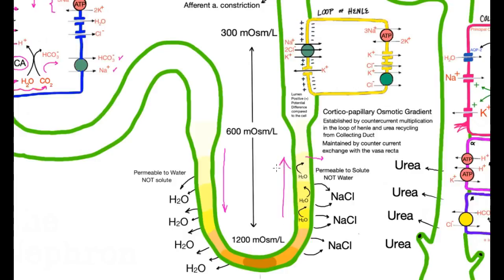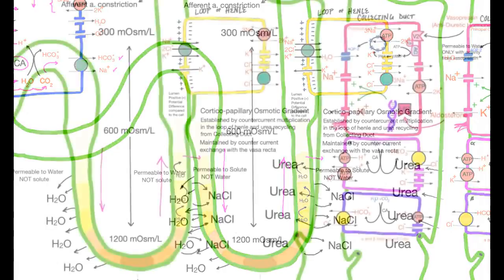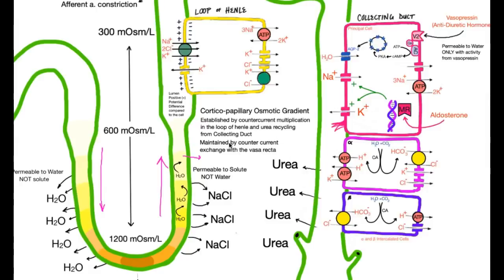And we're not doing this for no reason. We're doing this on purpose to try and generate a corticopapillary osmotic gradient so that later, if we need to, we could reabsorb lots of water during times of water deprivation. So I'm going to jump over to the collecting duct just for a second. And so essentially this mechanism allows us to pack the interstitium with two things. Number one, sodium and chloride. So we're going to pack it with sodium chloride.